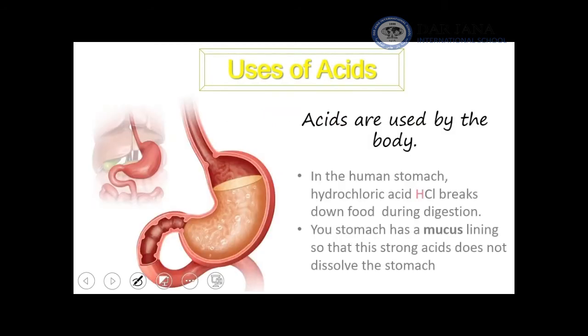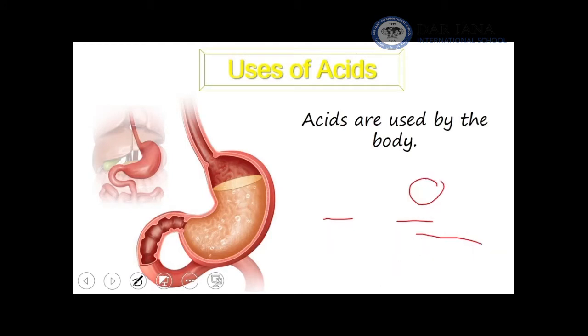Now, another example of the use of an acid is hydrogen chloride. Hydrogen chloride is used to break down food during digestion, but since it's a strong acid, to protect our stomach, our body has a mucus lining, so that this strong acid does not dissolve or damage our stomach.